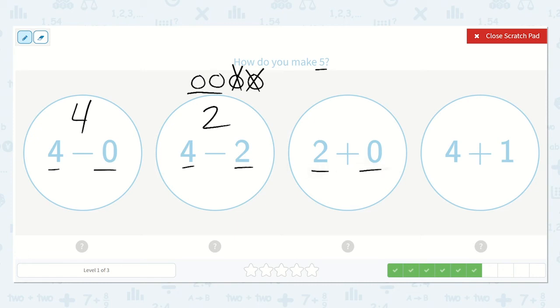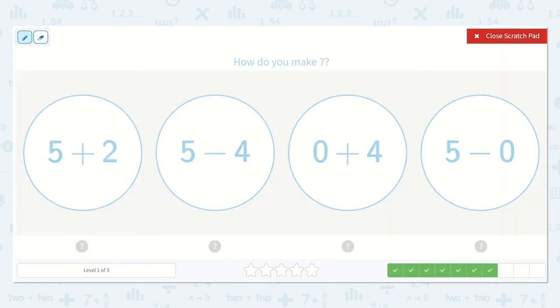What if I have 2 and I add nothing? Yeah, 2. Adding 0 means this number will just stay the same. Here we have 4 plus 1. So if I have 4, 1, 2, 3, 4, and I add 1 more, how much is that? 1, 2, 3, 4, 5. That's the number we were looking for. Great.